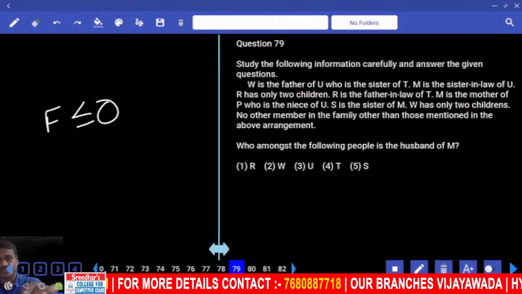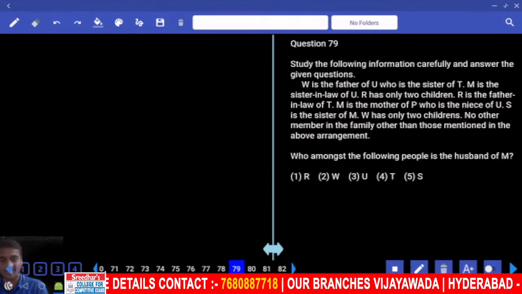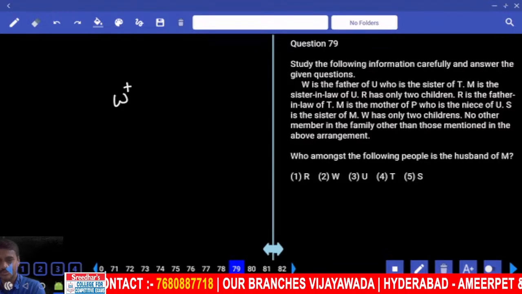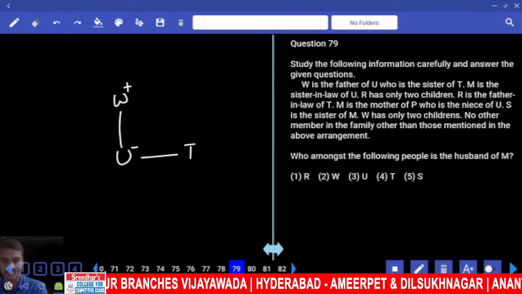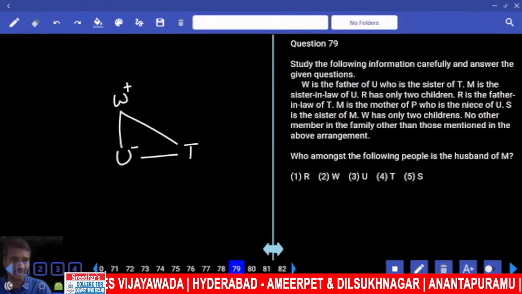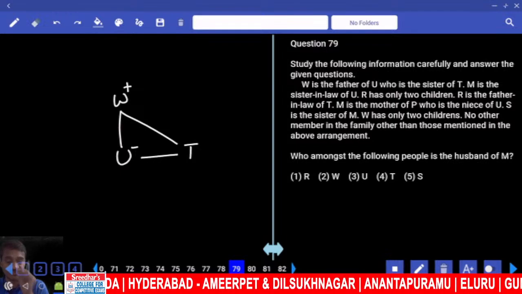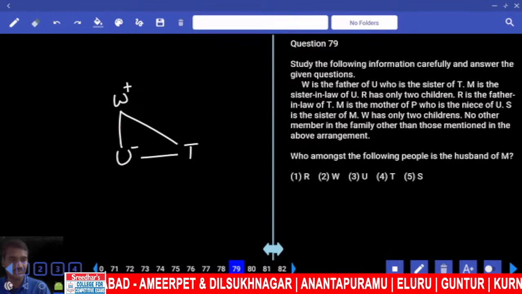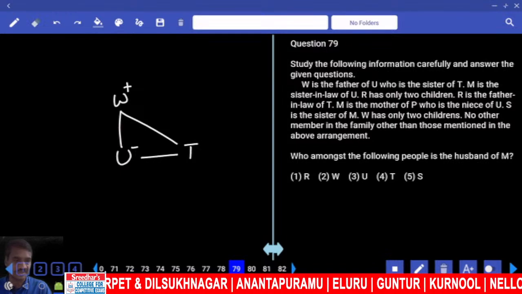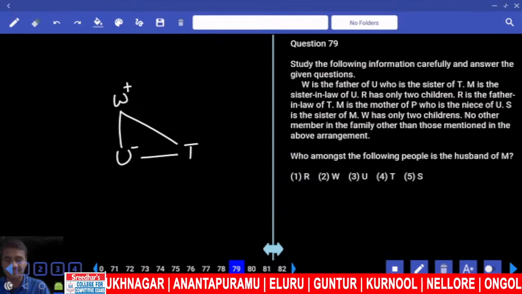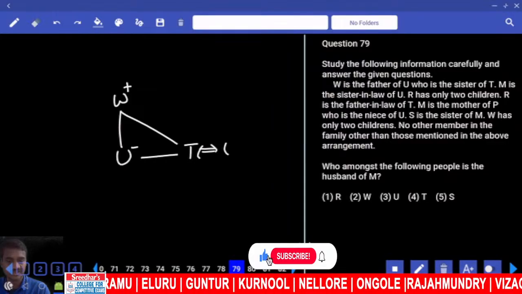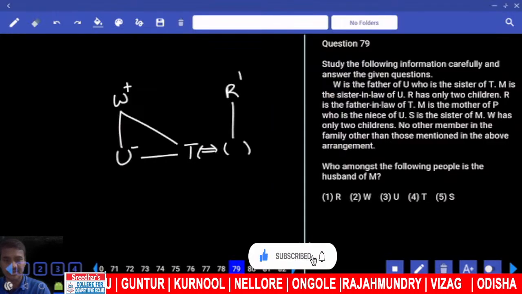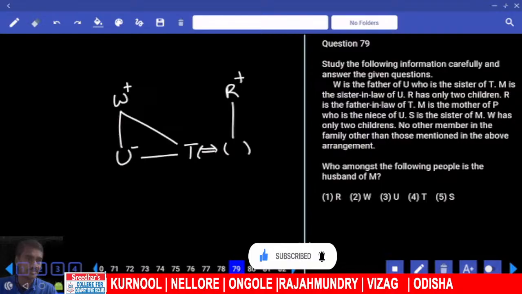And W is the father of whom? Now W is the father of whom and U is the sister of T. Now U and T are the children of this W. M is the sister-in-law of U. R has only 2 children. And R is the father-in-law of T. That means T's spouse's father is R. R is the father-in-law. R is the father.